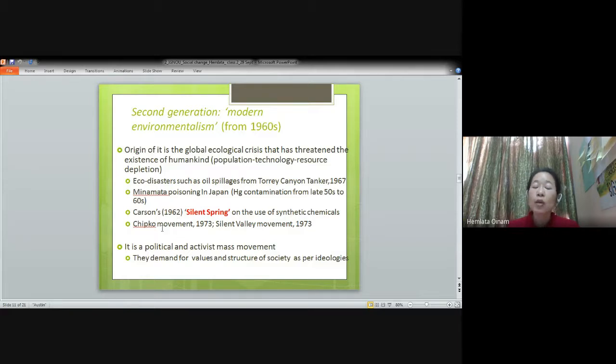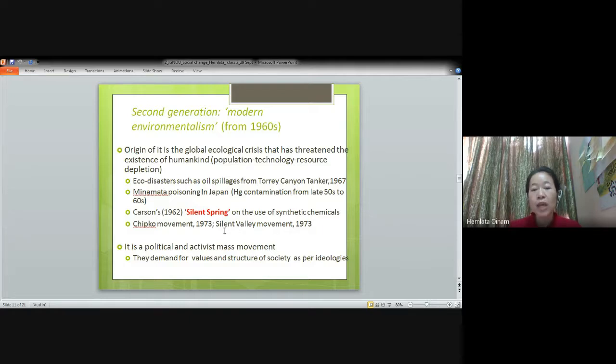Then we can also link it with Rachel Carson's Silent Spring, a book which is quite popular, and I'm sure that everybody in the class must be aware of this particular book. She wrote on the use of synthetic chemicals, that is DDT, which is still used by developing and underdeveloped agriculture-based countries, including India. And then in 1973, we have the Chipko movement.